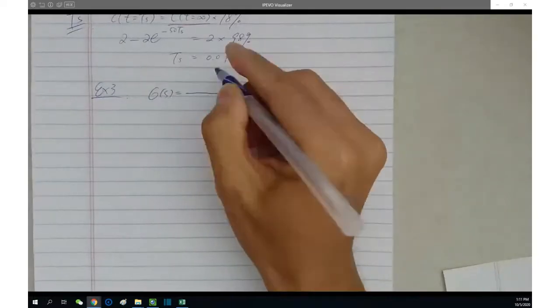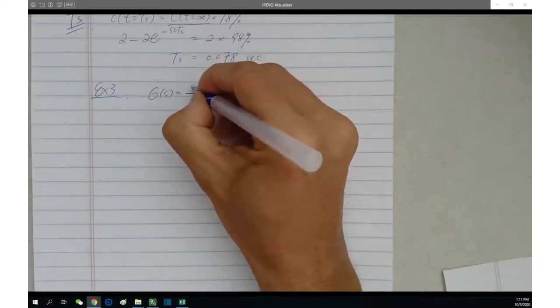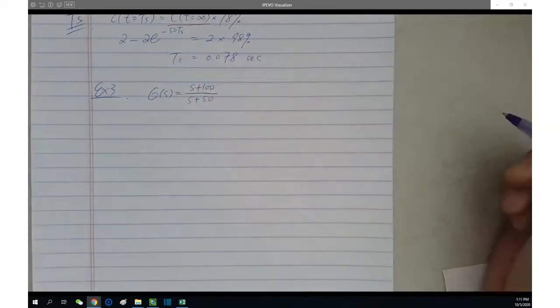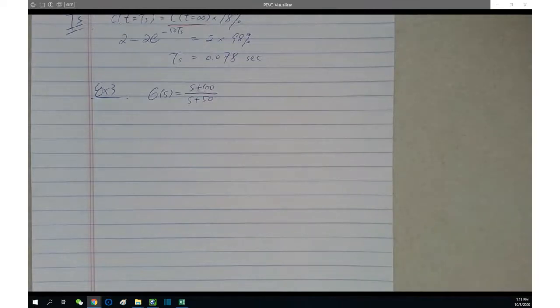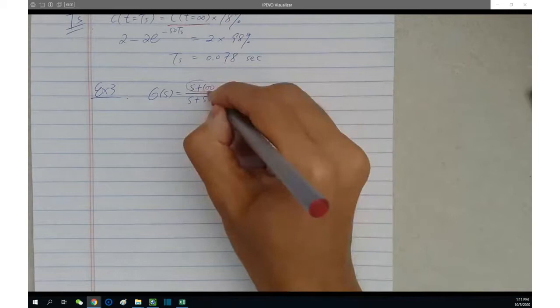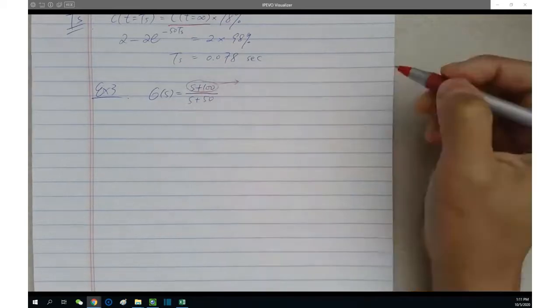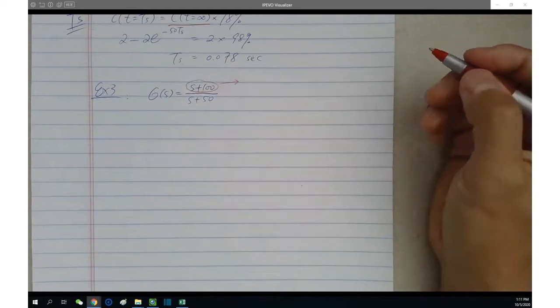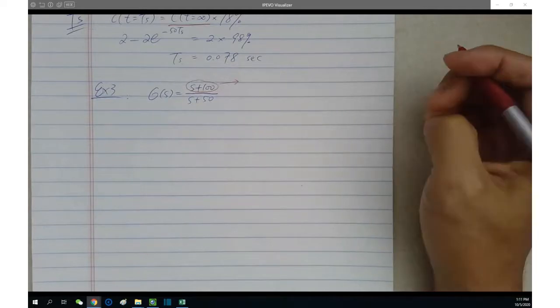However, if you have something like this, your initial value won't be zero anymore. So what does it mean by this? What do you have? A differential equation. Well, just look at the transfer function. Don't go too far.